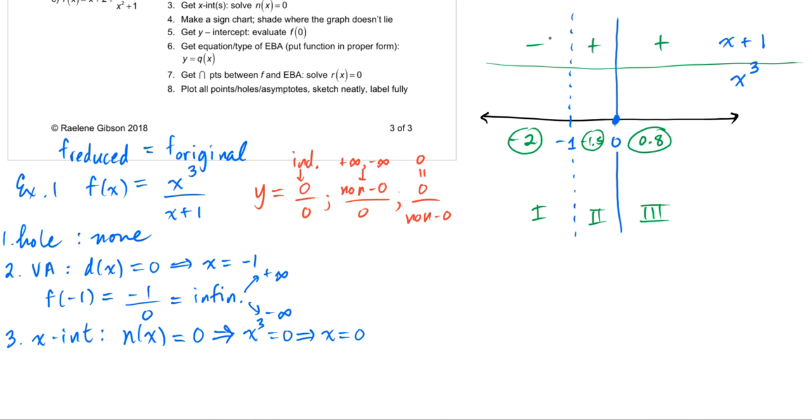If we take the same x coordinates and plug them into the x cubed row, we would still get negative, and then we would get negative in the middle region, and then we would get positive.